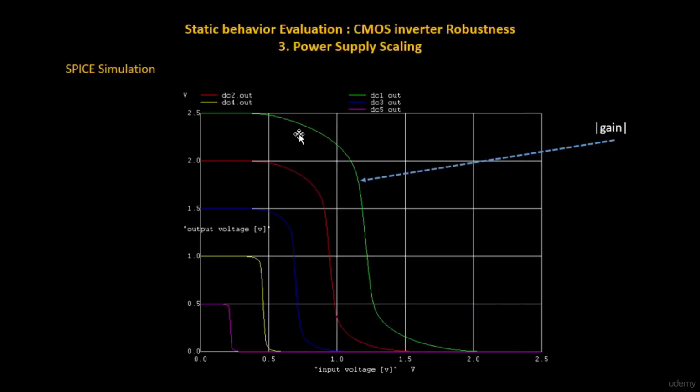We have already done that for this particular curve, and the gain that we get for this curve is about 7.38. Okay, so this is the gain value for the CMOS inverter which is operating at 2.5 volts.